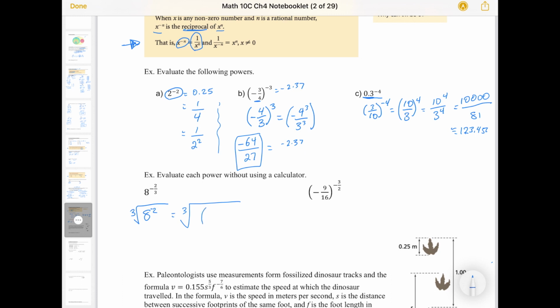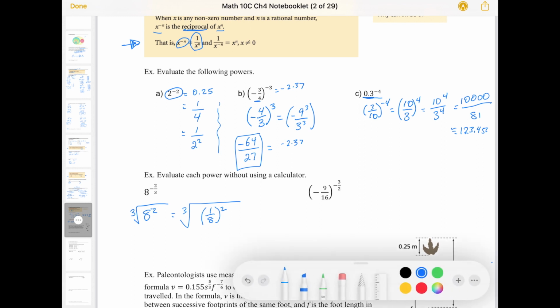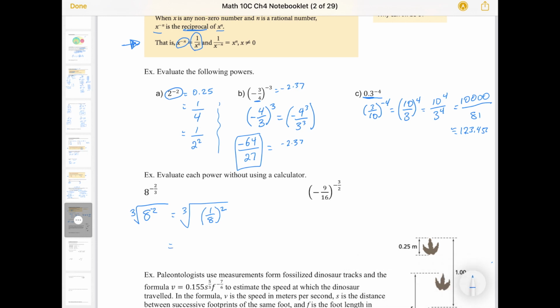My negative sign means I go 1 over 8, but don't lose that 2. 1 over 8 is squared. Okay, so cube root of 8, I know that is 2. So I have 1 over 2 squared. That becomes 1 over 2 to the exponent of 2, 1 over 4. So 0.25. And let's check that on our calculator. And indeed, we are golden. We are good to go.